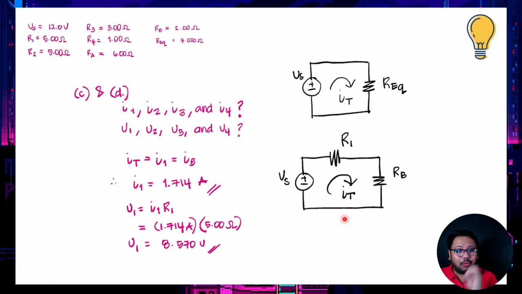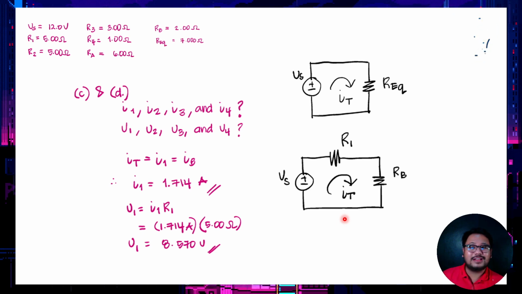We bring back now R1 and RB so that we could solve for I1. Since this is still a series circuit, the total current is just equivalent to the current passing through our R1. So I1 is just equal to I total, so I1 is just equal to 1.714 amperes. And then for V1, this is just Ohm's law. V1 is just equal to I1 R1. So that's 1.714 amperes times 5 ohms. So that is 8.570 volts. So that is your V1. That's the voltage across our R1.